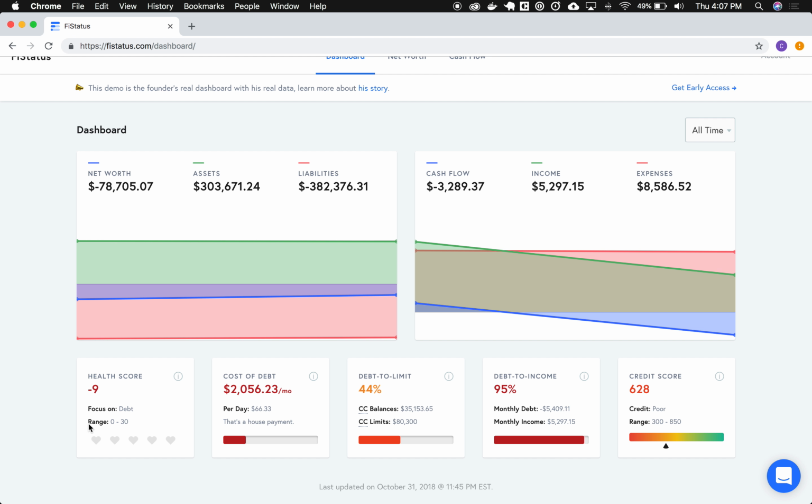Obviously, I'm at -9 right now. I have 0 hearts. My health score is pretty much dead. It's okay. I'll work on it.